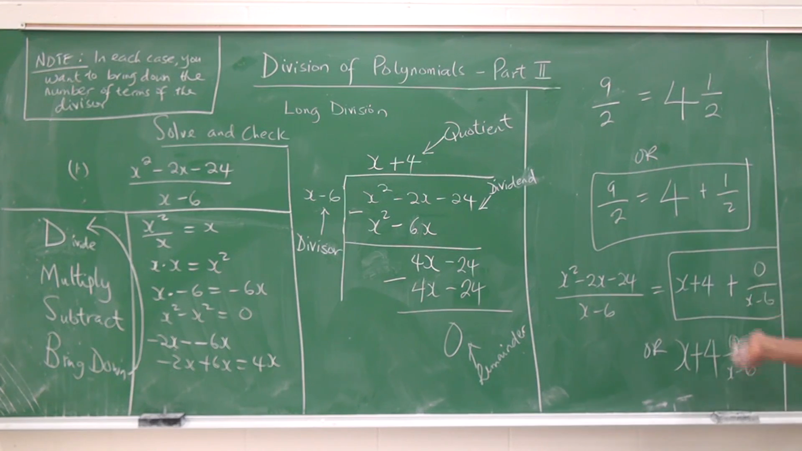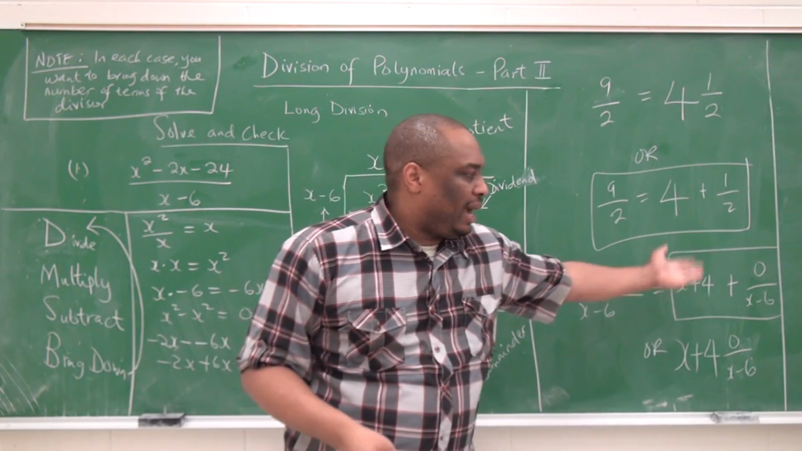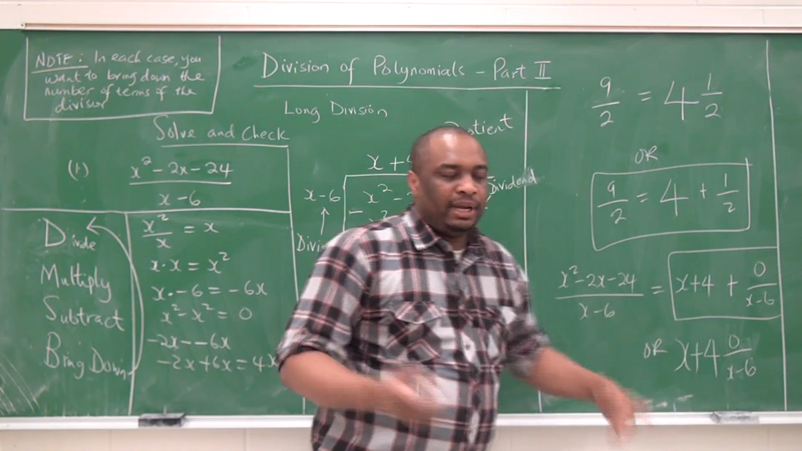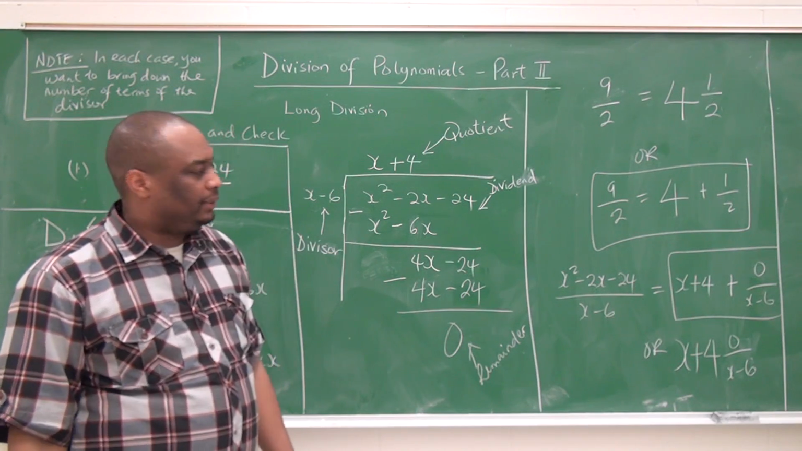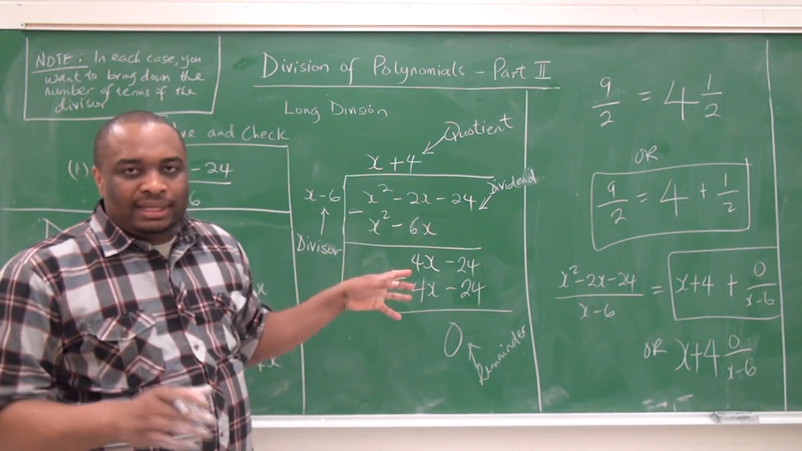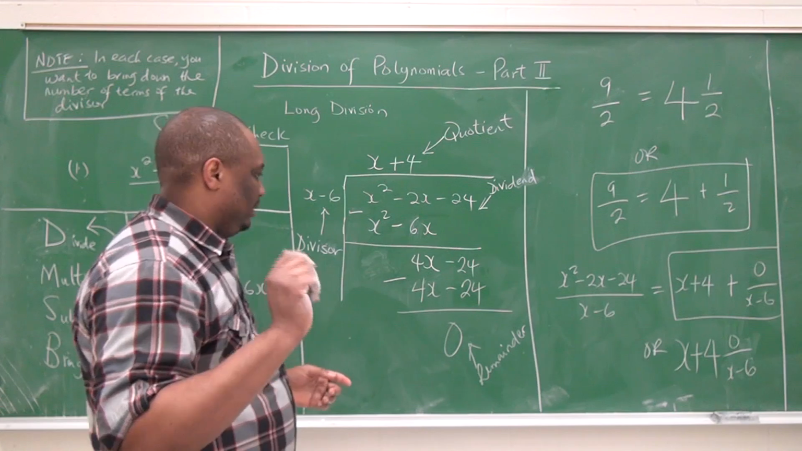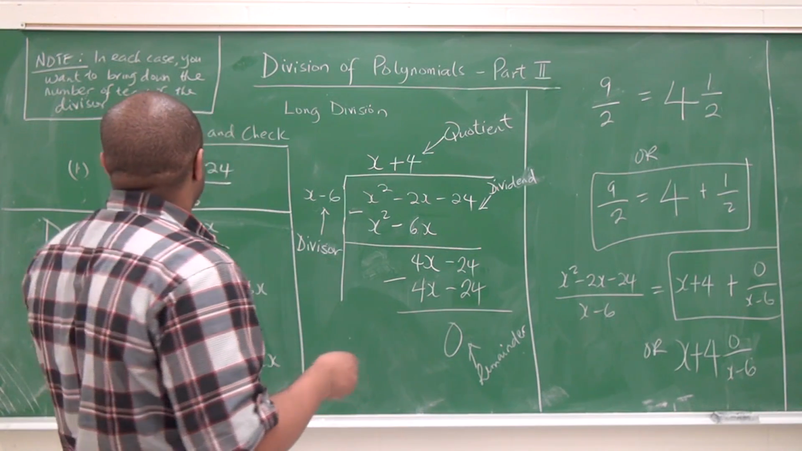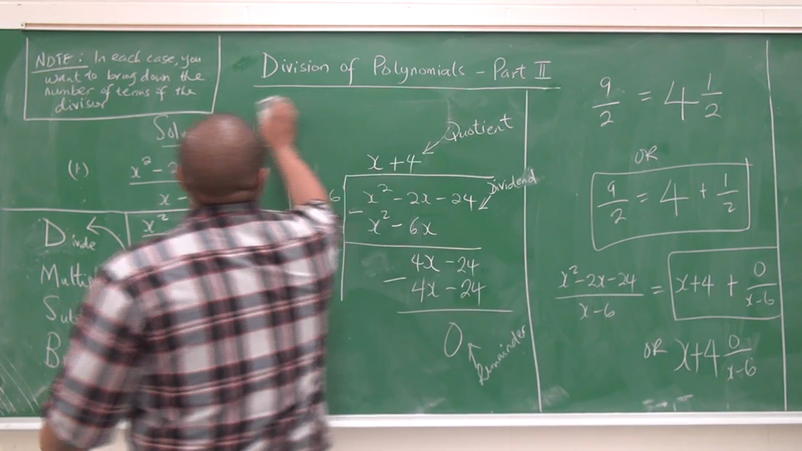But in this case, whereby the remainder is 0, you don't need to write plus 0 over x minus 6. You just write x plus 4. You just write it like that. Okay, that is your answer. But do you stop here? No, you don't stop here. The next thing is to check. Remember the question says solve and check. So let's go ahead and check this stuff.